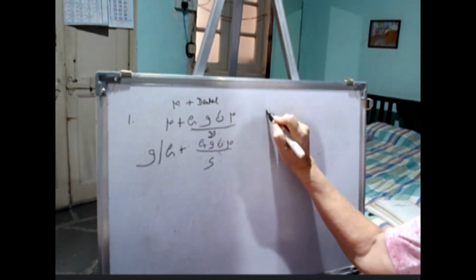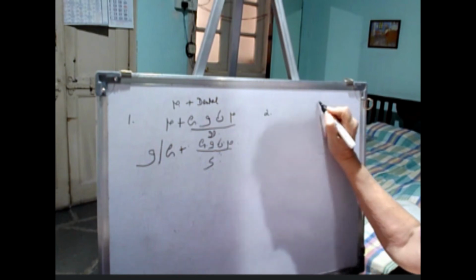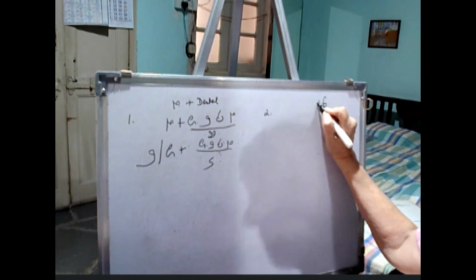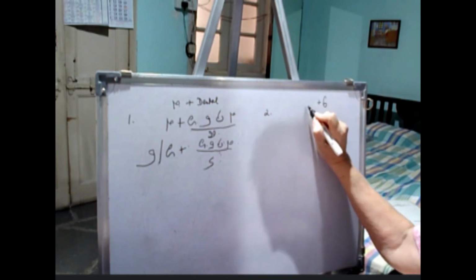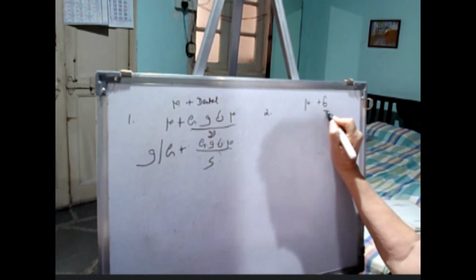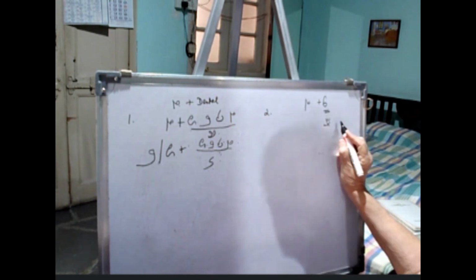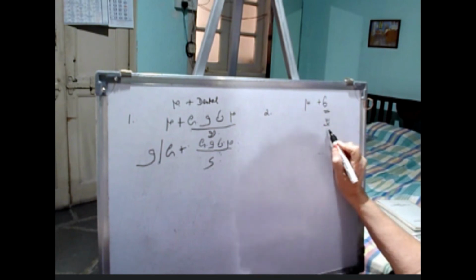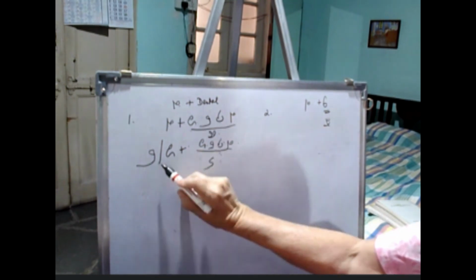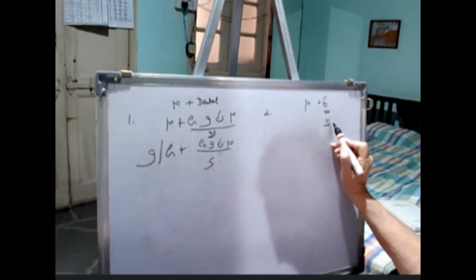Then we come to the second one. When the last letter of the first word is ma, that means when ma is there and it is followed by ta, the ma changes to na. Ma and ta changes to na. Here dental plus ta changes to sa. Dental plus da changes to za. Here ma plus ta, ma changes to na.